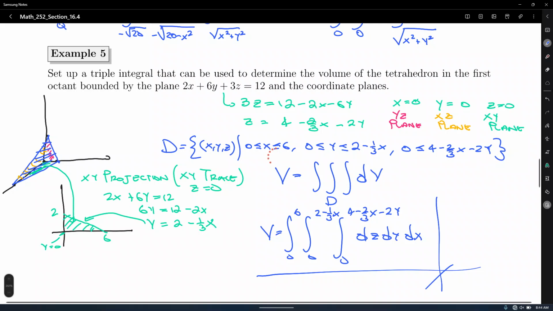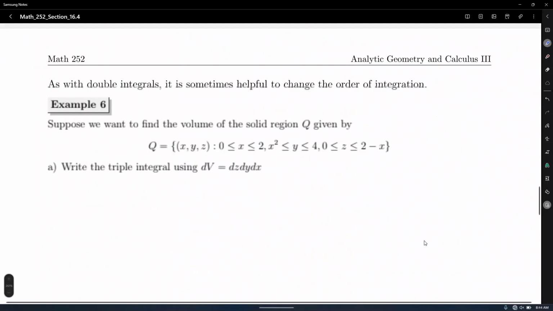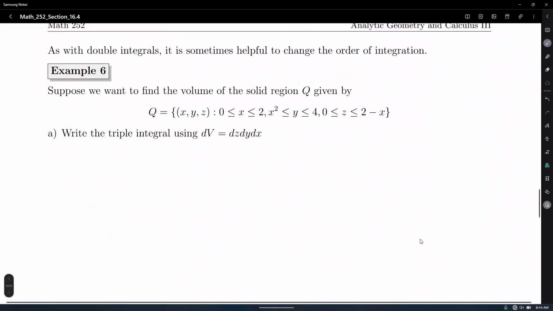Okay. Let's have a look at the next example. Let's see what it is about. So, in the same way as with double integrals, it may be helpful to reverse the order of integration. But again, we did analyze this last time. Well, not last time. On Wednesday.